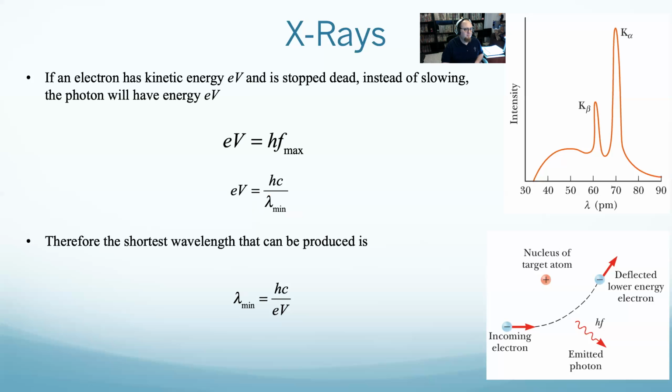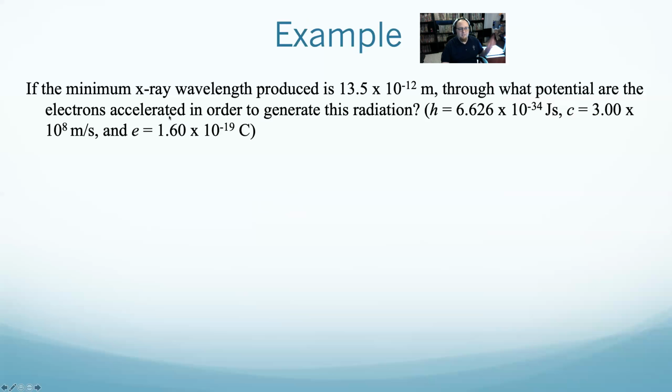Any questions? Nope. Example problem. The minimum X-ray wavelength produced is 13.5 times 10 to the negative 12 meters. What potential are the electrons accelerated through in order to generate this radiation?